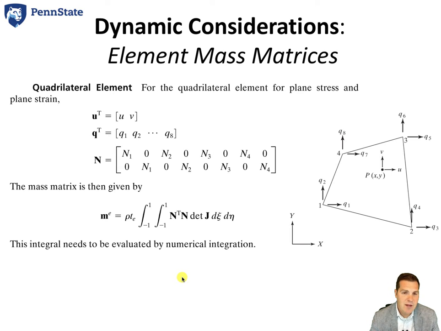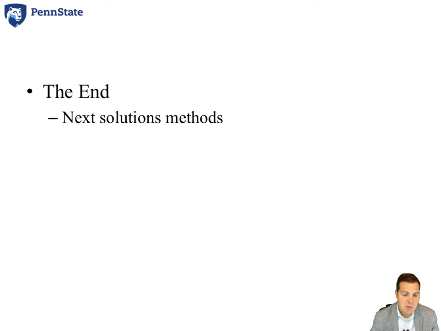For the quadrilateral element, it's a little more tricky because, again, we have a different N. We plug it into that equation. Our N now depends on those psi and eta terms, right? So we have to, again, perform numerical integration when we do the mass matrices. So the procedure is very similar to what we have done in stiffness, except for this is mass now. So the next thing we want to look at is just some solution methods for the vibrational problem.